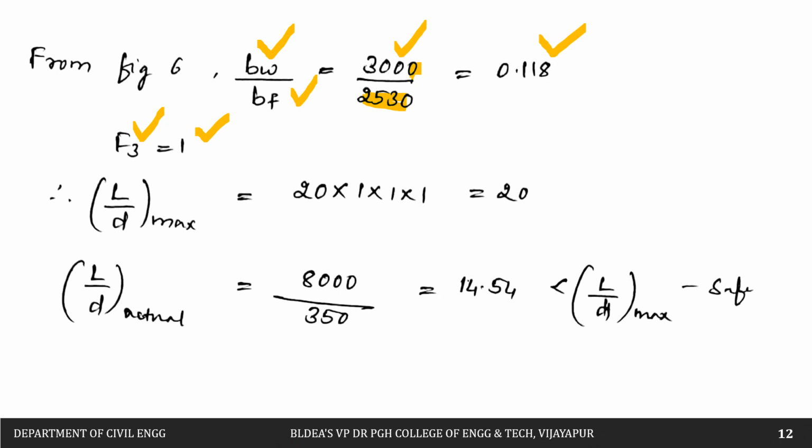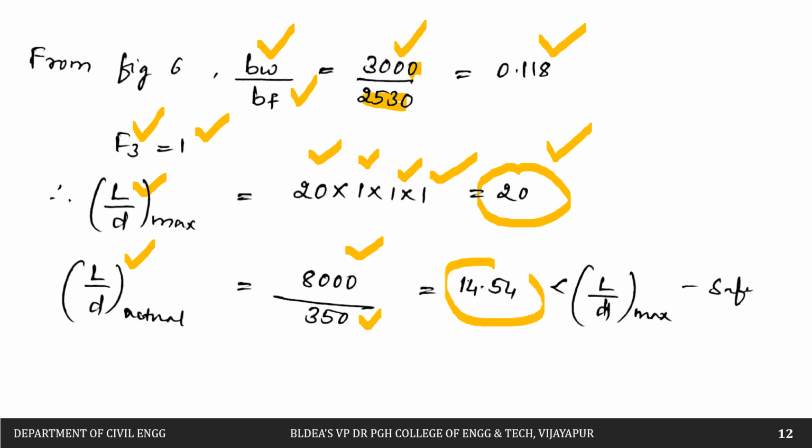So in that formula we'll substitute l by d max is equal to 20 multiplied by 1 by 1 by 1. So therefore this will be equal to 20 itself. Then next we'll compare with l by d actual, that is l is 8000 divided by d is 350. So it is 14.54, which is less than 20, that is l by d maximum. So therefore this is safe.